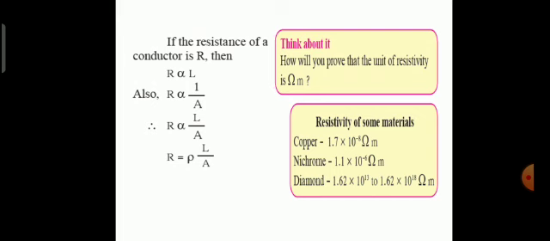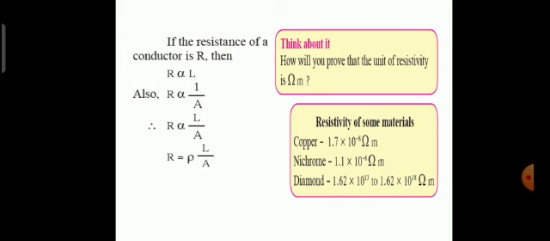Inversely means the more the area, the lesser the resistance; the lesser the area, the more the resistance. Directly proportional means the more the length, the more the resistance, and the less the length, the less the resistance.